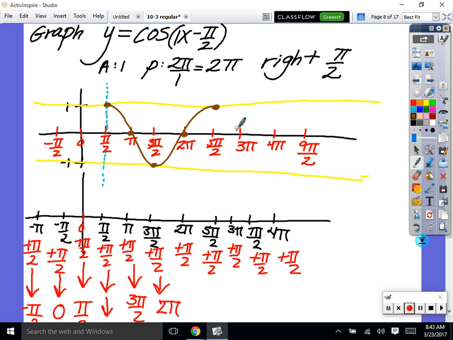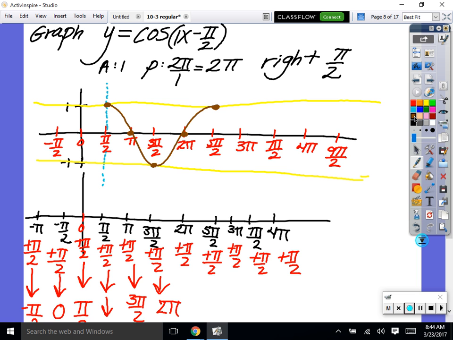Did I miss something? 7 plus 1 would be 8 pi halves. What did I miss? I should have a tick mark in there. That's bad. So we really should have this. 7 pi halves. 4 pi. Okay, that would have been bad. 9 pi halves. Okay. Now, good fix. Now let's continue. Very good fix.